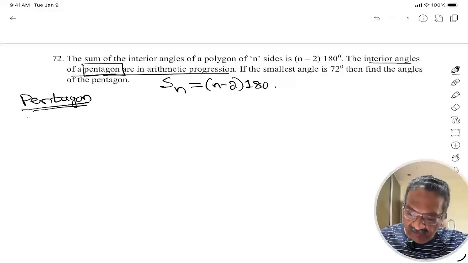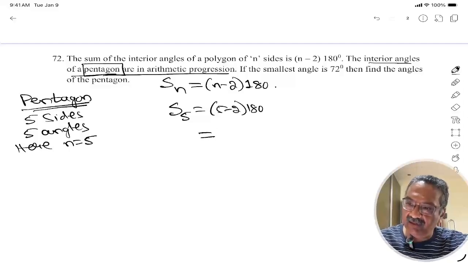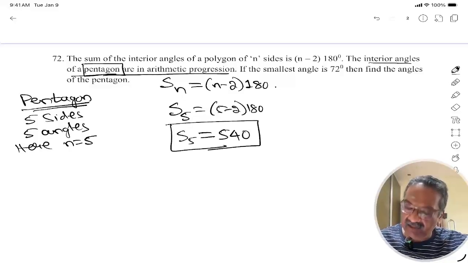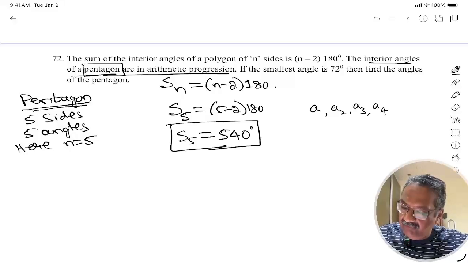Pentagon means how many sides will be there? It will have 5 sides, and how many angles will it have? 5 angles. So here we know n is equal to 5. So 5 minus 2 into 180, 5 minus 2 is 3, so 3 into 180 is 540. So the sum of the 5 angles of the pentagon we got as 540 degrees. Now they have given these angles. A pentagon has 5 sides, so 5 angles. So the angles will be a1, a2, a3, a4 and a5.